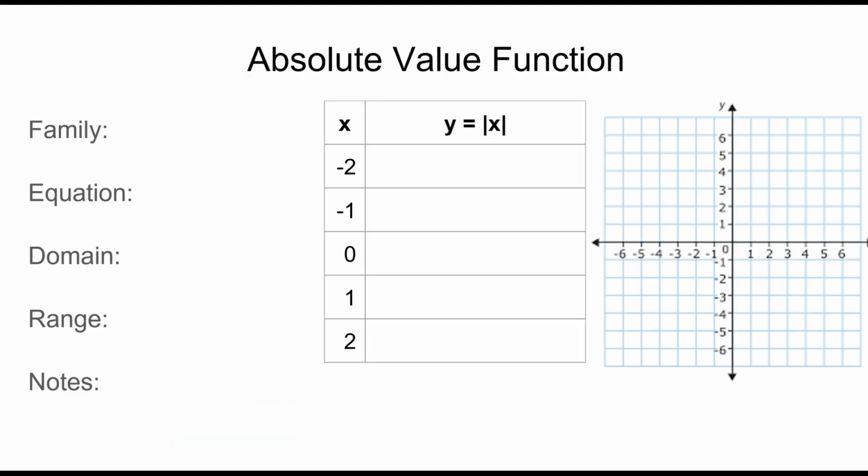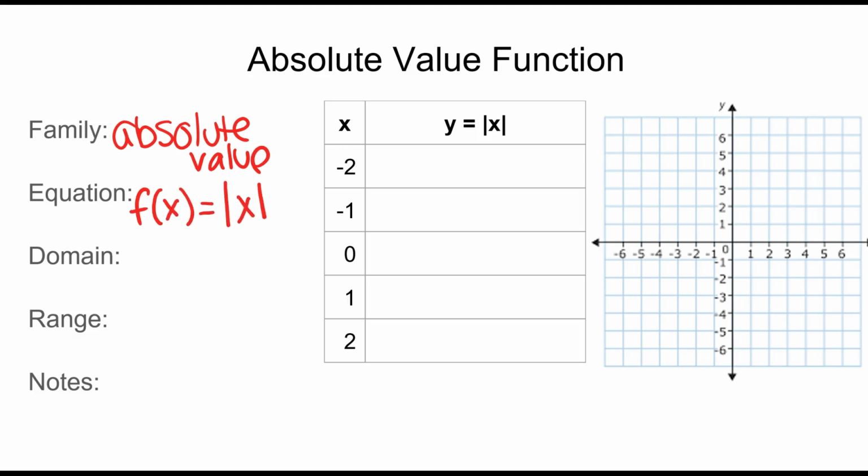Good. On to absolute value. The family name is absolute value. The equation is f of x equals the absolute value of x. So let's talk about absolute value of x for a moment. Absolute value means the distance from 0. So it means that distance is always positive, so it's going to always be a positive answer.